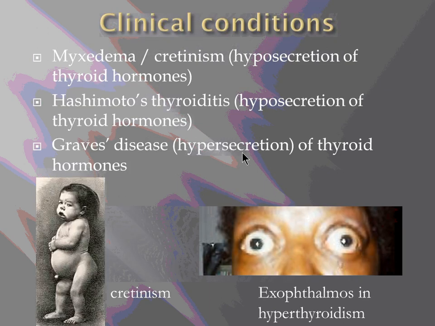Let's look at some clinical conditions. When there is hyposecretion of thyroid hormones, you get a condition known as myxedema, which is seen in adults, and cretinism, which is seen in infants or children.